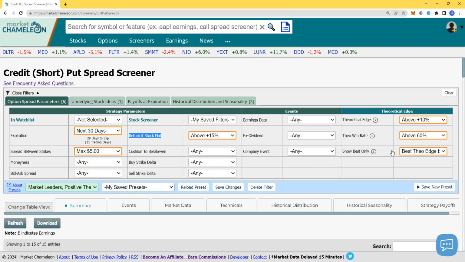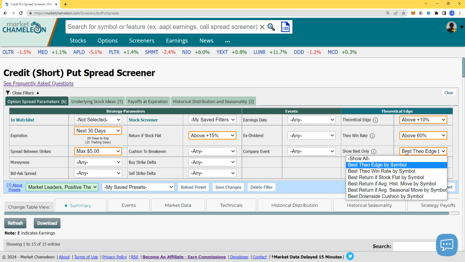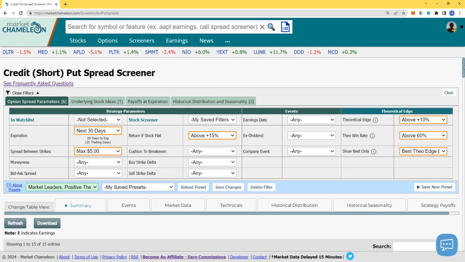All the rest is any theoretical edge above 10% is actually very good. That means that you are collecting more income than what you should have based on history. Theoretical win rate based on history above 60%, and show best return by theoretical edge by symbol.